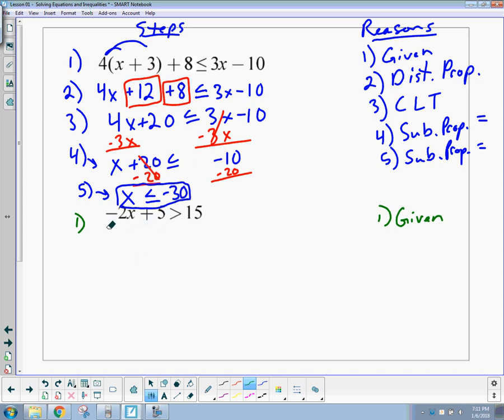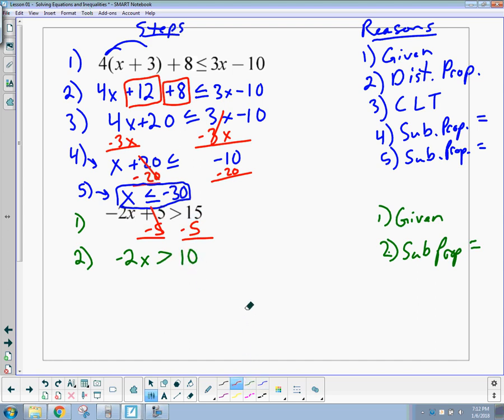The x's are on one side, so I'm just going to subtract 5 from both sides. Again, I'll do that in red so we can tell the difference. So my next step was subtraction. So those cancel. Bring down your leftovers. Negative 2x greater than. That's going to be 10.